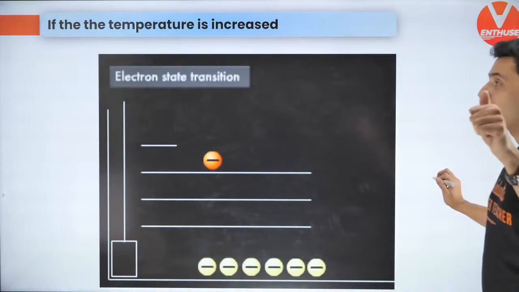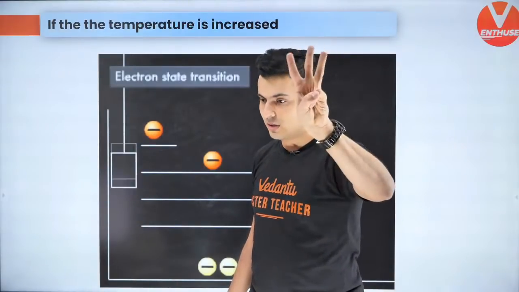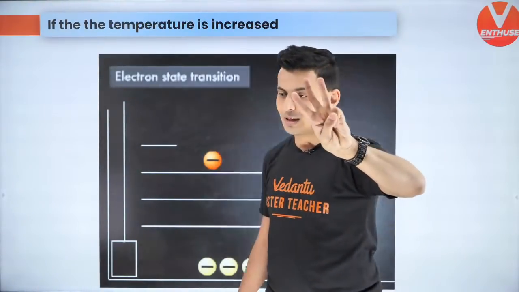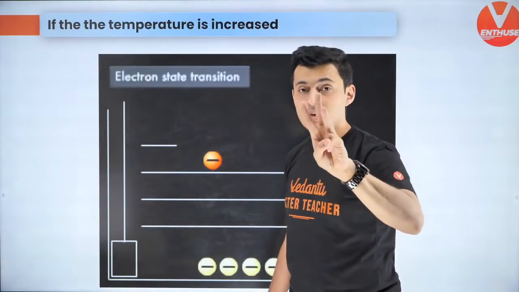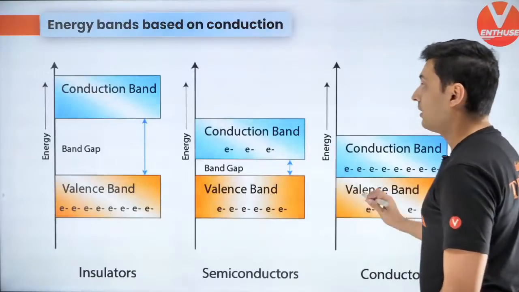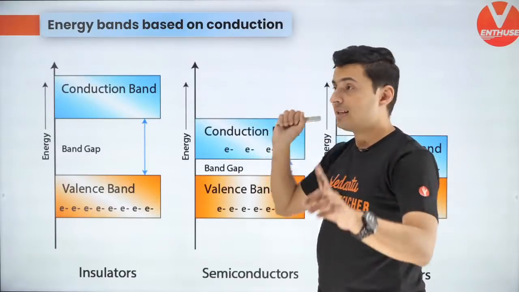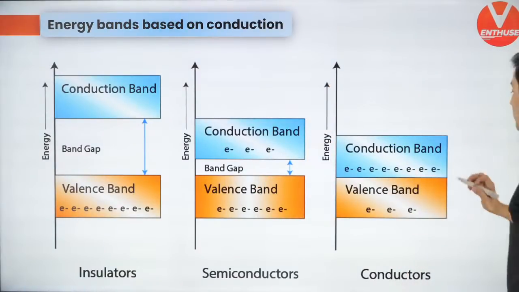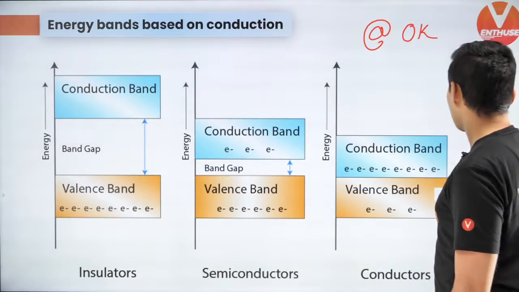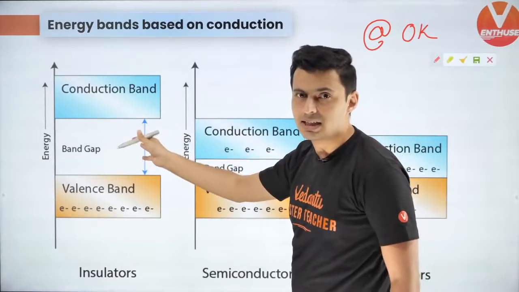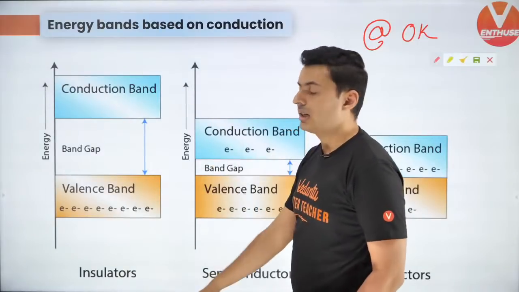Now, this decides whether something is a conductor, semiconductor, or insulator. So, three things. This is what will decide whether it's a semiconductor, insulator, or conductor. Look at this. Guys, this is all at 0 Kelvin. Let me be very clear about it. This is at 0 Kelvin. This is hypothetical. You can never reach it. But this is understood. At 0 Kelvin, the electrons will be at the lowermost energy levels.